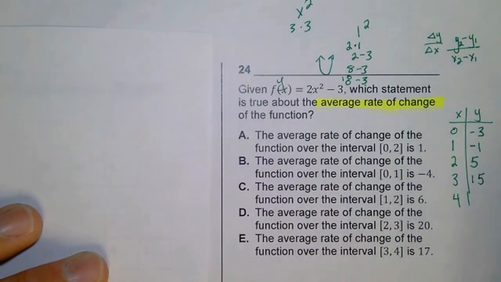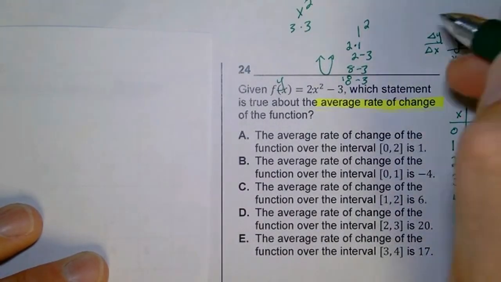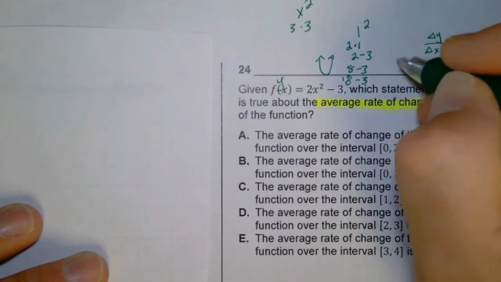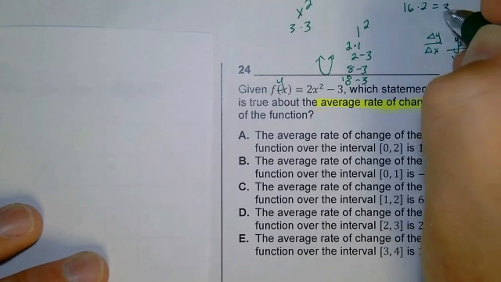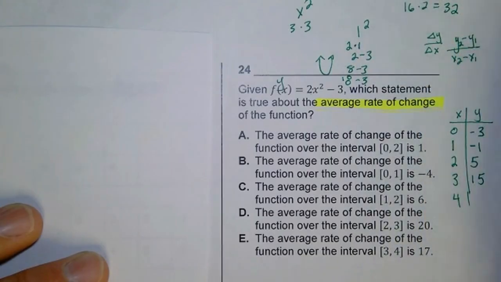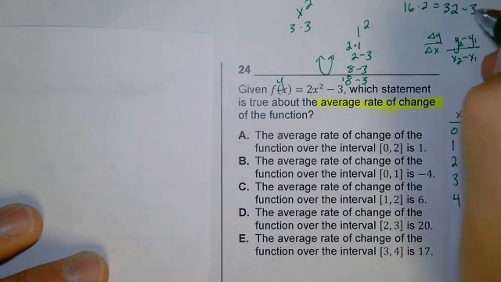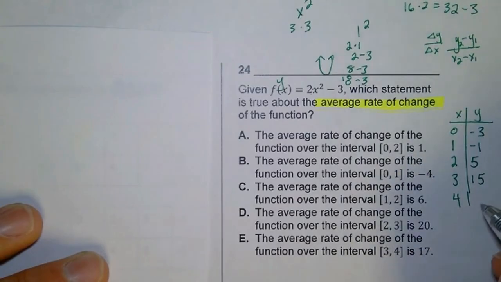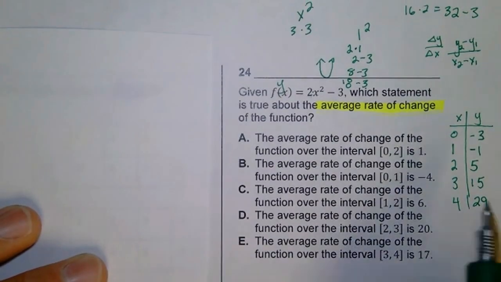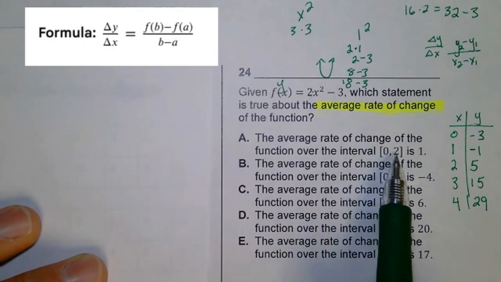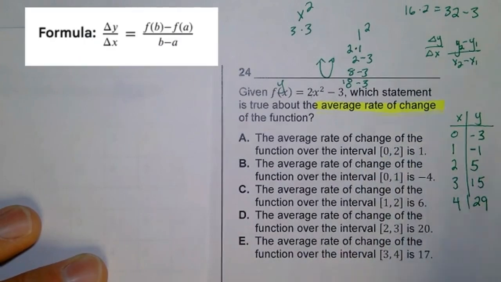Now we have 4 squared. 4 times 4 is 16. 16 times the 2 in front is going to get me all the way up to 32. And then I have to take away 3, and that would be the number 29. Okay, why am I doing this? If we're thinking about the average rate of change, they're telling me right here that between 0 and 2, the average rate is 1.